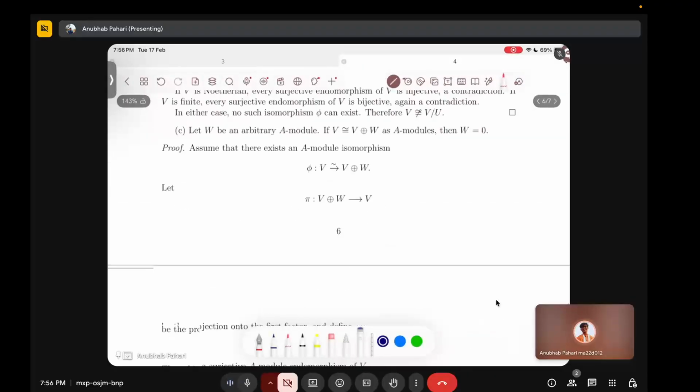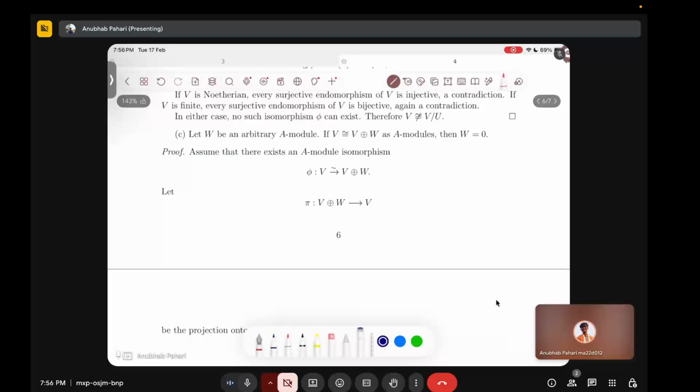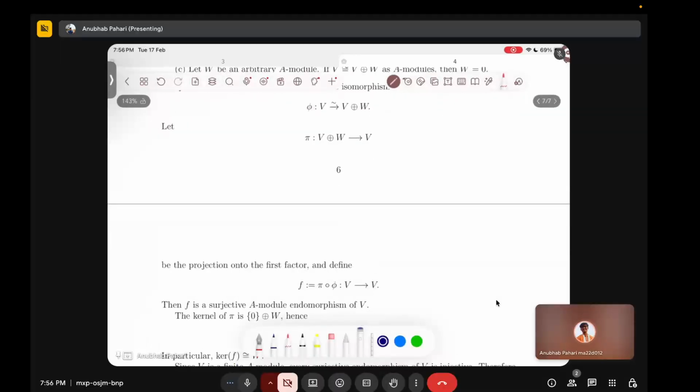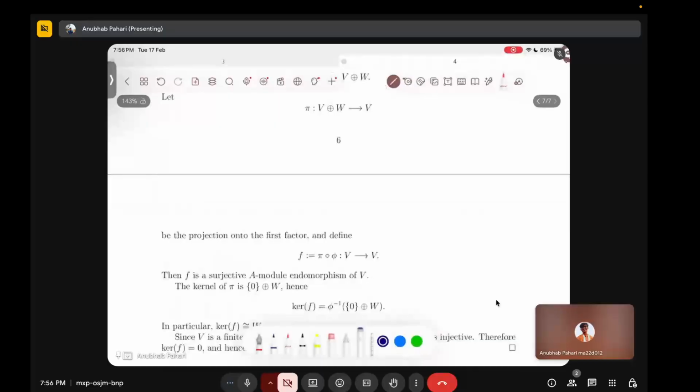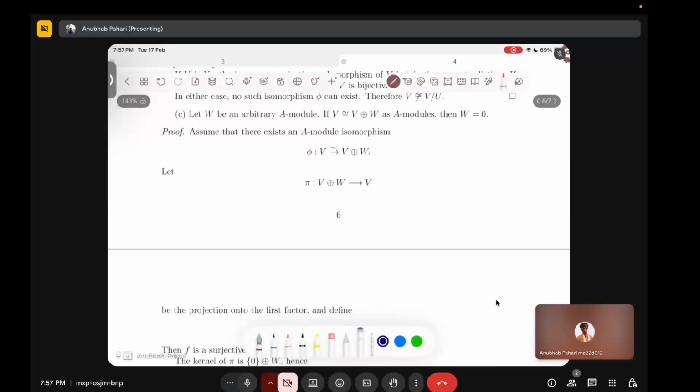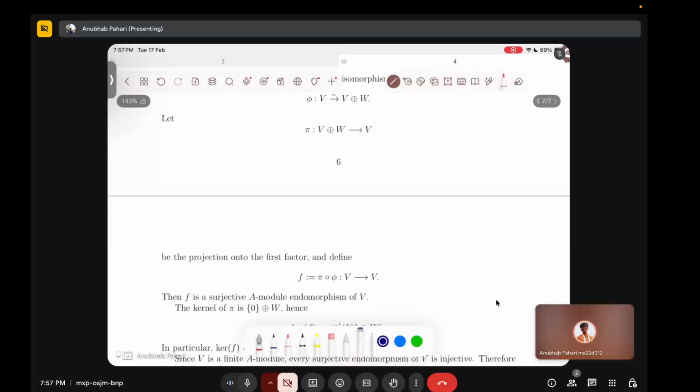Now, for the last problem, let W be an arbitrary A module. If V is isomorphic to V direct sum W as A modules, then W equals 0. Assume that there exists an A module isomorphism phi from V to V direct sum W. Let pi from V direct sum W to V be the projection onto the first factor, and define F as phi inverse composed with pi, from V to V. So therefore there is a map V to V.